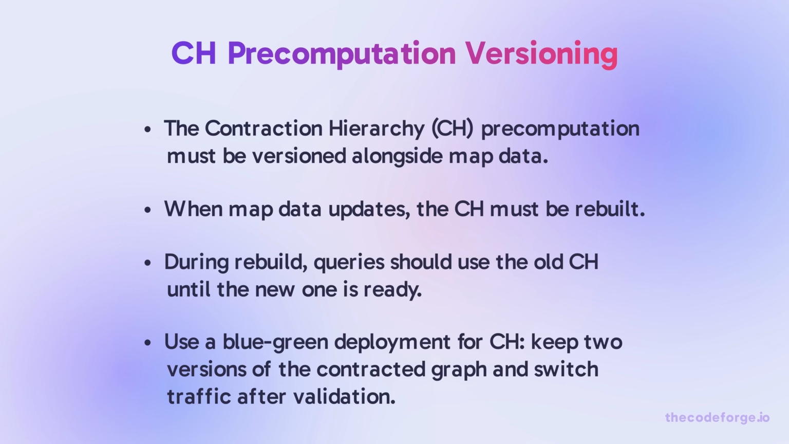The contraction hierarchy, CH, precomputation must be versioned alongside map data. When map data updates, the CH must be rebuilt. During rebuild, queries should use the old CH until the new one is ready. Use a blue-green deployment for CH. Keep 2 versions of the contracted graph and switch traffic after validation.